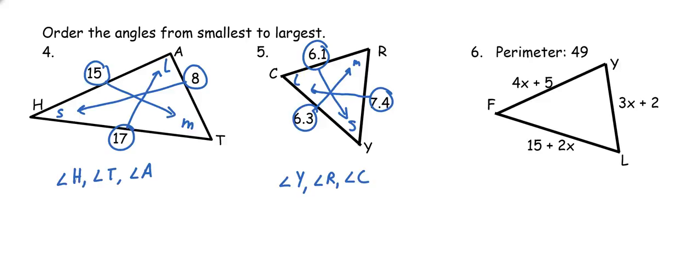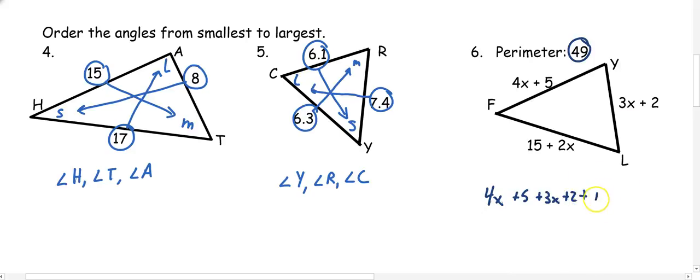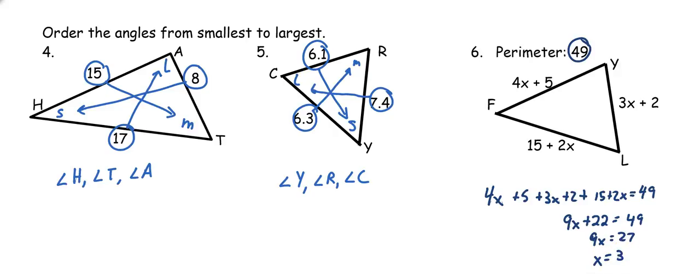In number 6, before I can start labeling my angles, I need to know the side lengths. So I'm going to use the perimeter, add up all of the sides, and set it equal to my perimeter. So I have 4x plus 5 plus 3x plus 2 plus 15 plus 2x is equal to 49. When I combine like terms, I get 9x plus 22 equals 49. I can subtract 22 from both sides, so I get 27, and when I divide, x is 3.